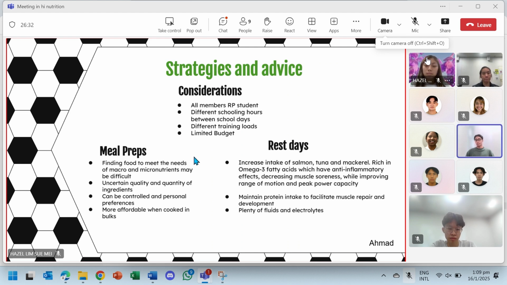And lastly, during rest days, they could increase their intake of salmon, tuna, and mackerel, as they are rich in omega-3 fatty acids, which have anti-inflammatory effects, decreasing muscle soreness after games or trainings, and also improving range of motion and peak power capacity. During rest days, they should also maintain protein intake to facilitate muscle repair and development. And lastly, always stay hydrated and drink plenty of fluids and electrolytes.